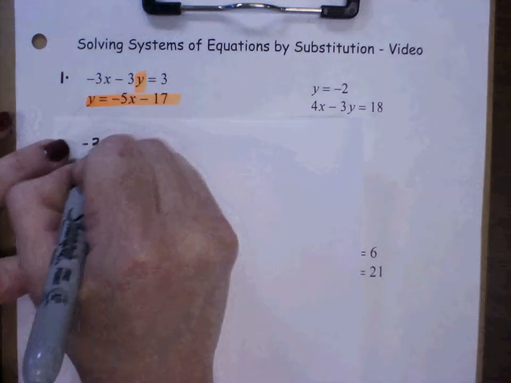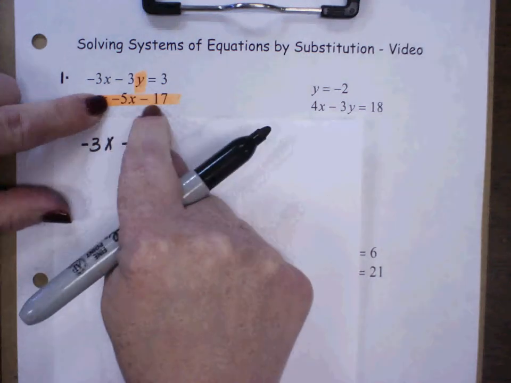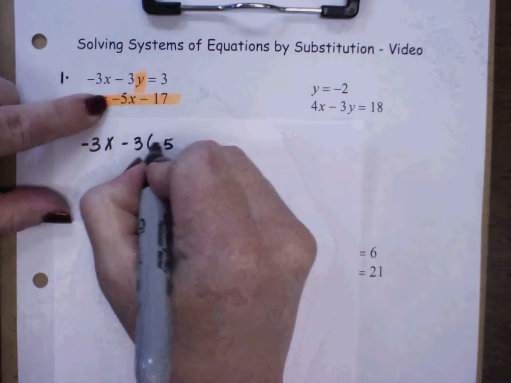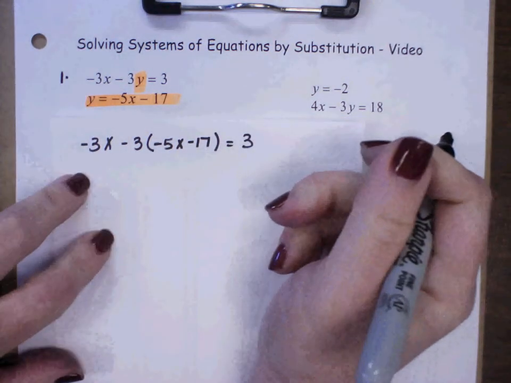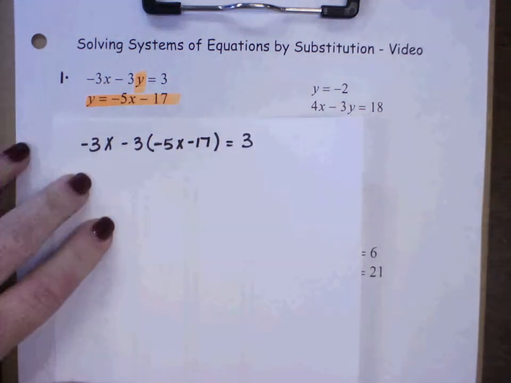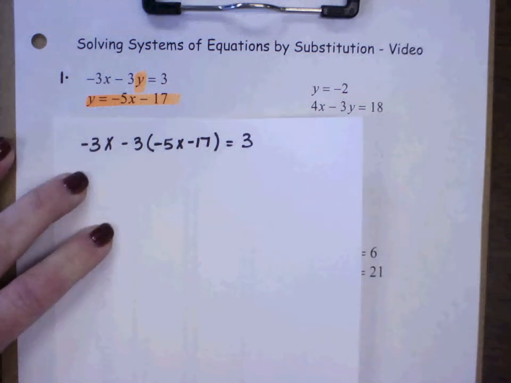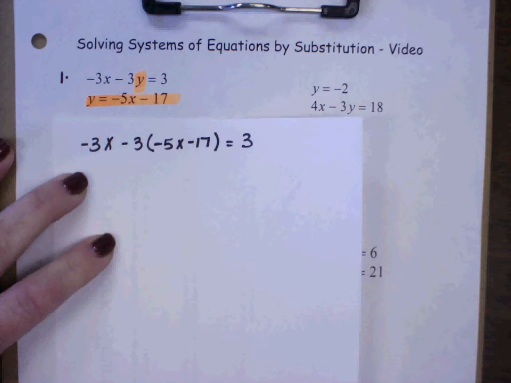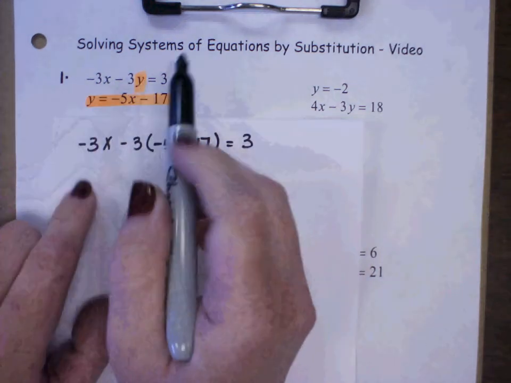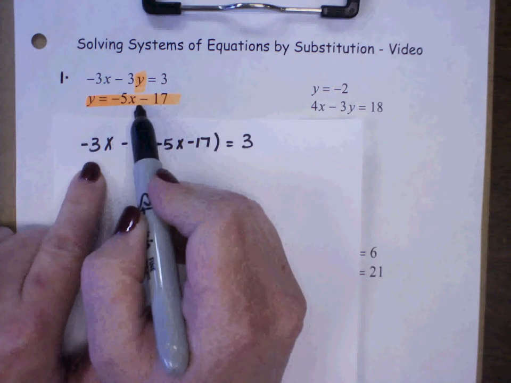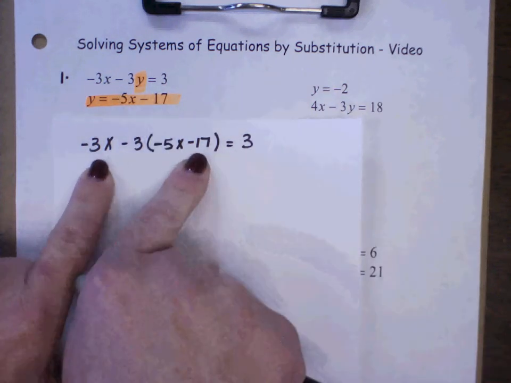So negative 3x minus 3. And now instead of the y, I'm going to put what the y equals, which is negative 5x minus 17, and that equals 3. Now at this point, you can either go to equation solver and solve it, which everybody knows how to do, or you can just go ahead and solve it by hand, because what you just did was substitute the expression that y is equal to, so you made everything in terms of x's.